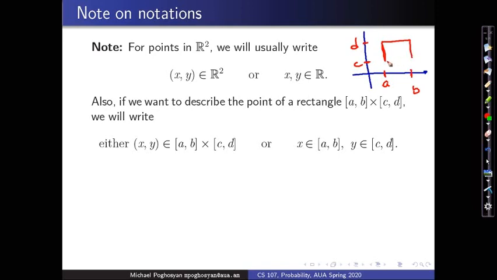If I want to describe that rectangle, then I will write either (x, y) is in [a,b] times [c,d], that Cartesian product, so my point (x, y) is here, or I will write just the x coordinate is in [a,b] and the y coordinate is in [c,d].